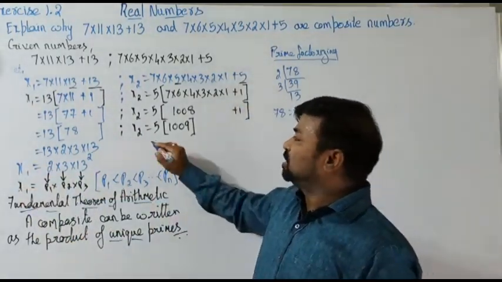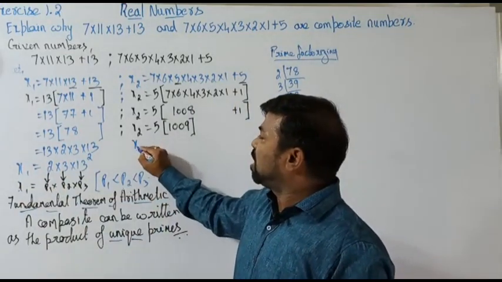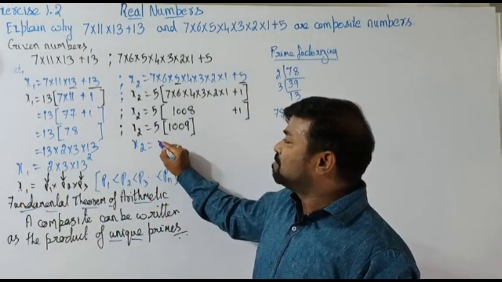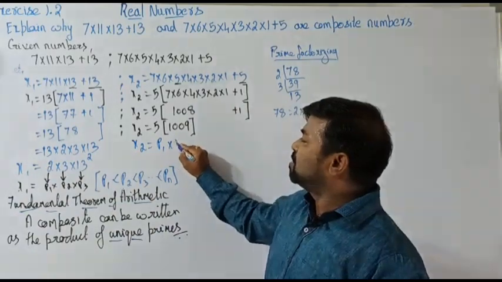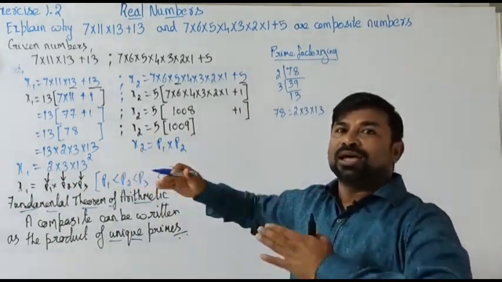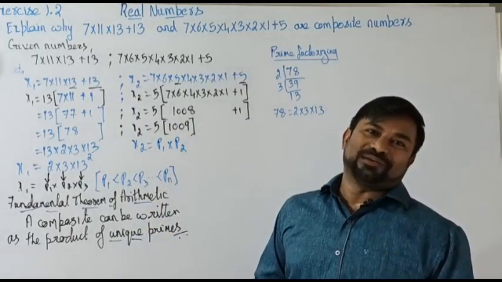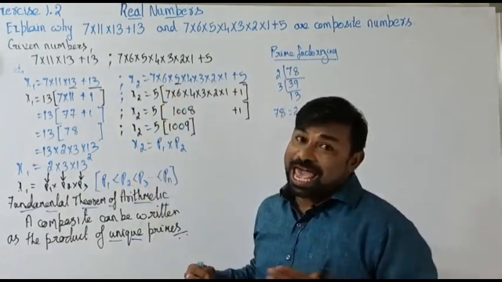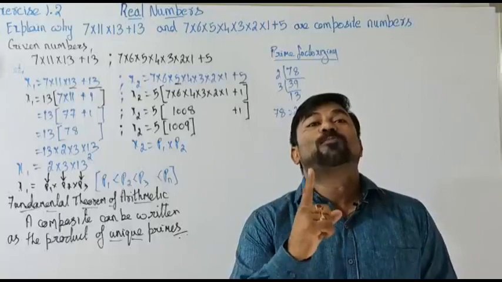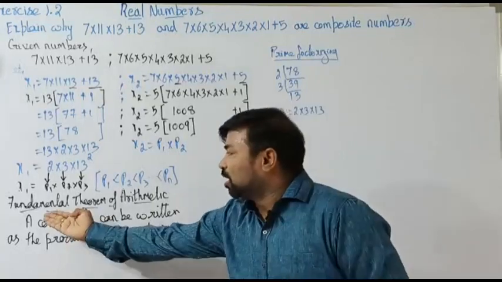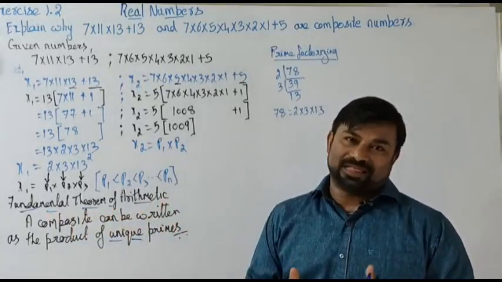Now let's get back to this one. So 1009, is it a prime number? Yes. Is it a prime number? Yes. P1 and P2 are written as the product of unique primes. Therefore, the number x2 is also a composite number, according to the fundamental theorem of arithmetic.